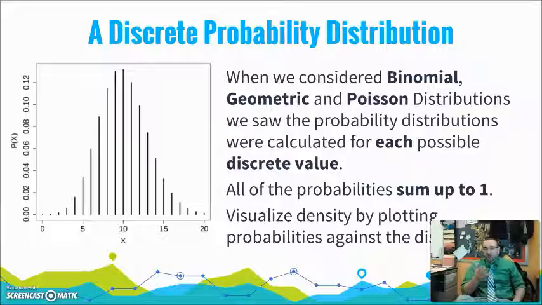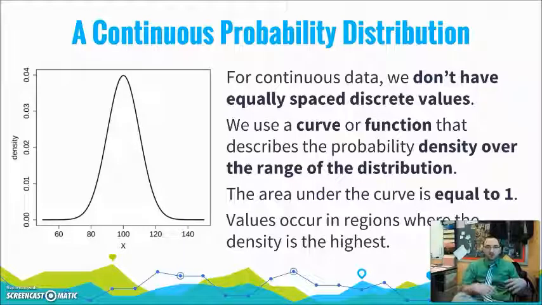Okay, a discrete probability distribution, just as a review. You see a graph here on your left. You can see that each individual data point has its own value, so its own corresponding probability that we can calculate. But when we consider binomial, geometric, and Poisson distributions, we saw that the probability distributions were calculated for each possible discrete value. For every single discrete value, we had a probability. Now, what if we don't have individual values? What if we have ranges? And that's where the continuous model comes in.